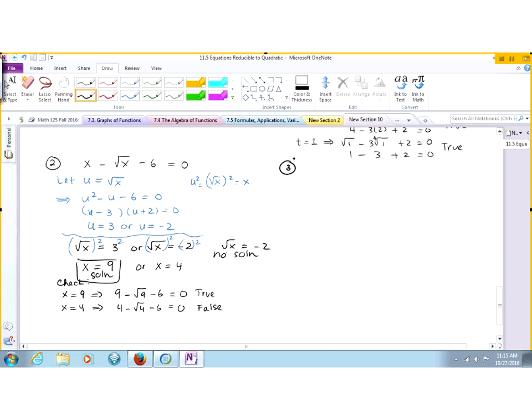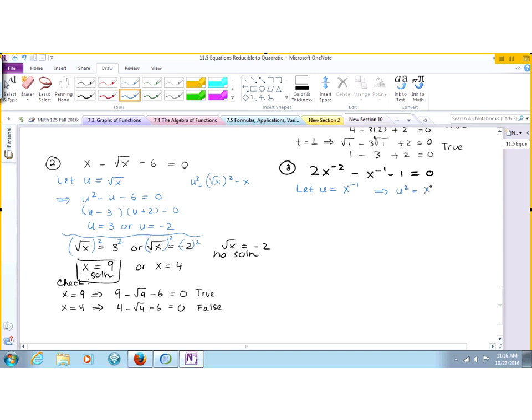Okay. Now let's do more. Number 3. What about if I have 2x to the negative 2 minus x to the negative 1 minus 1 is 0. Do I have a u and a u squared? So let u equal which one? x to the negative 1.